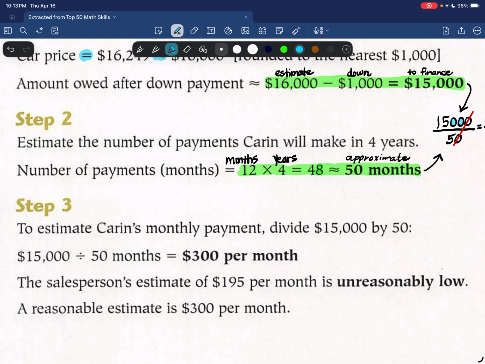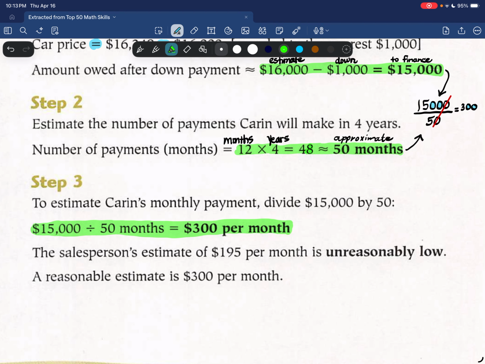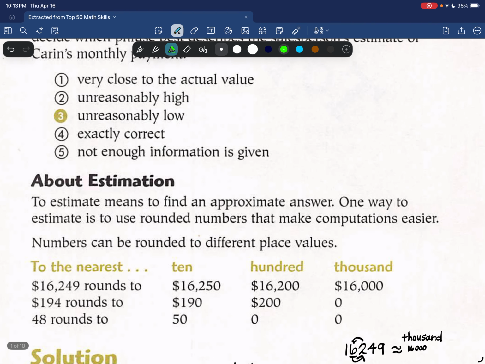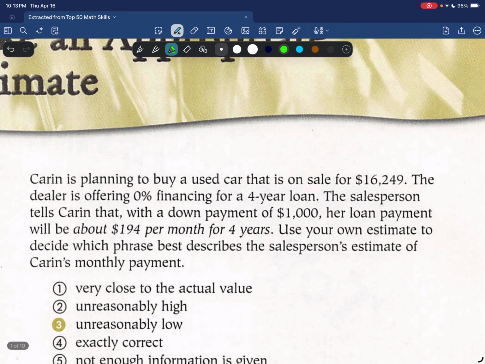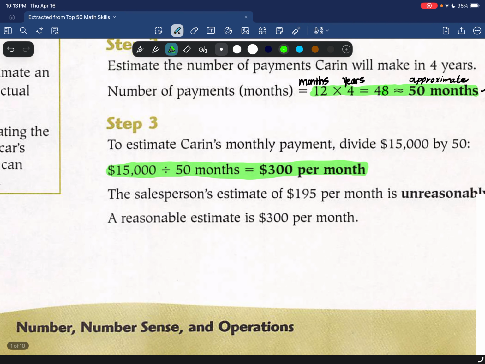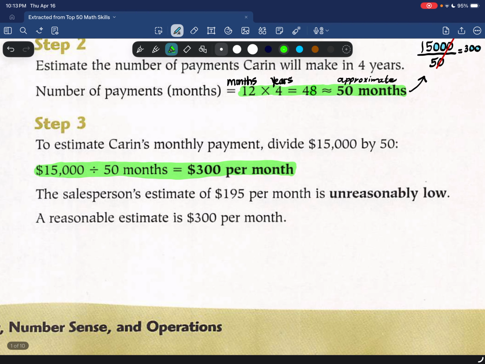I should have done this a little bit lower down, but I wanted to use my arrows. So here's what they've done. My estimate is $300 a month. The salesperson told her that she would only have to pay $195 a month, or $194, wasn't it? About $194, so they've rounded that to $195. That is way too low. A reasonable estimate is $300 per month.